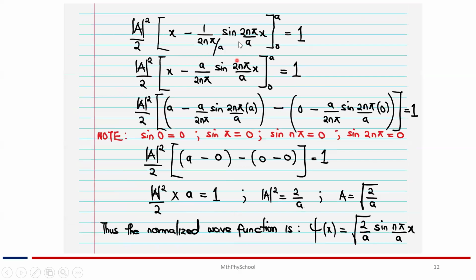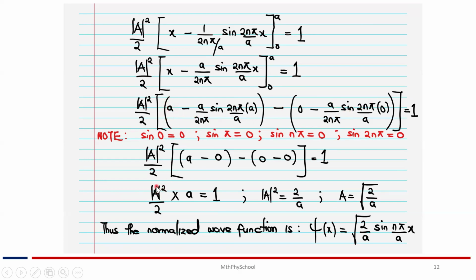A bit of calculus here, how to integrate your sine and cosine. And when you do this, we're going to have this expression. Something to also note, sine 0 is 0, sine pi is 0, sine n pi is 0, multiples of pi, then also 2n pi is also 0. So it means that this term here is going to 0. This term also would go to 0, and you're just left with one term, which is a.